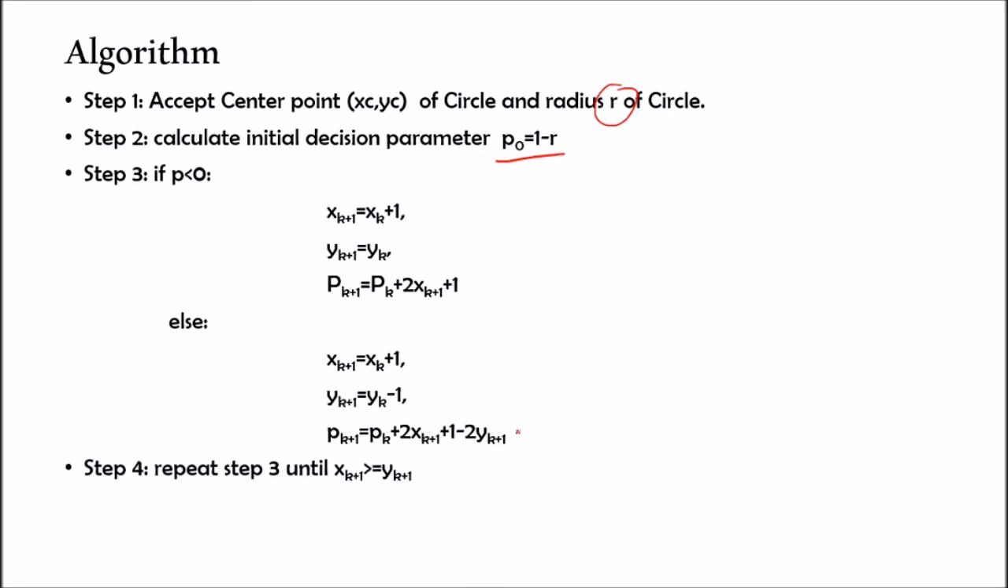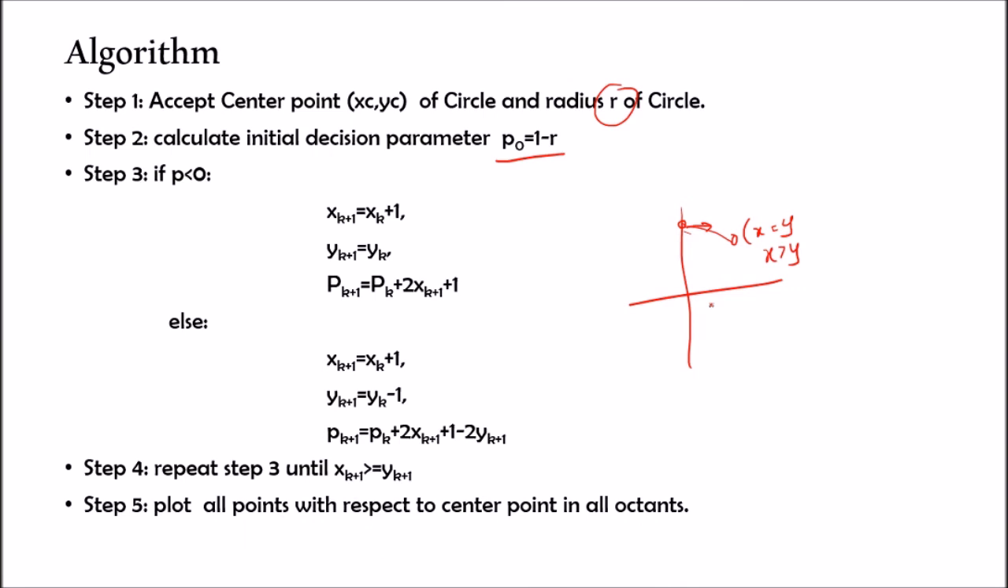Now you have to repeat this step 3 until x becomes greater than or equal to y, because you are beginning from the value where x is 0. So you are incrementing x as well as decrementing y. At some point it will become x equal to y, and after that x greater than or equal to y. So you have to stop when x of k plus 1 is greater than or equal to y; sometimes we get it greater than y. So you have to stop. Then you can plot all the points, as we have discussed earlier, with respect to the center point to all octants, and then you have to stop. So this is nothing but the algorithm of circle drawing using midpoint.